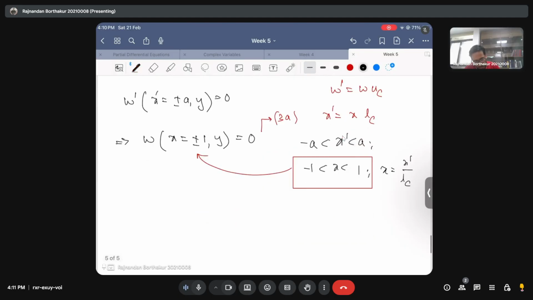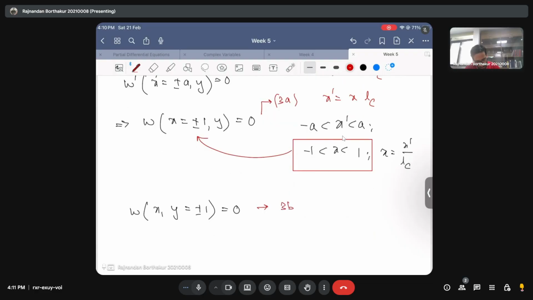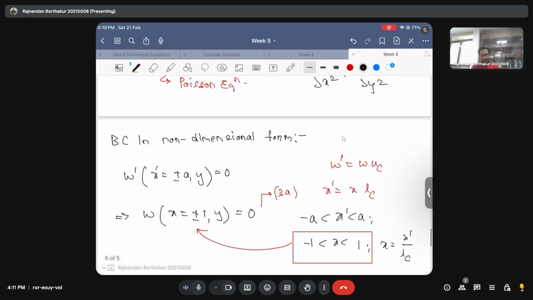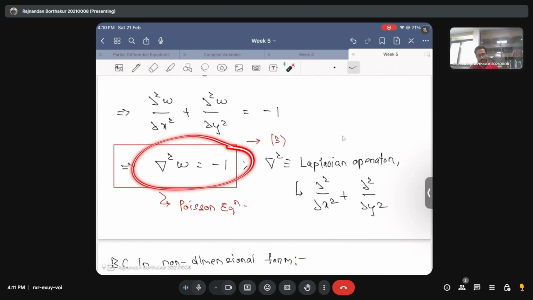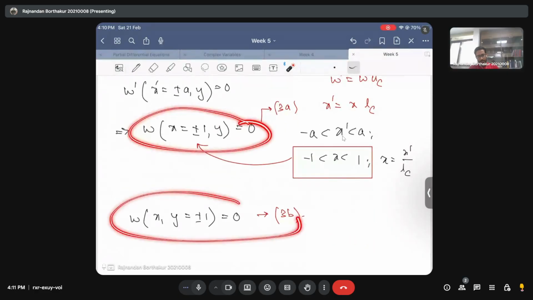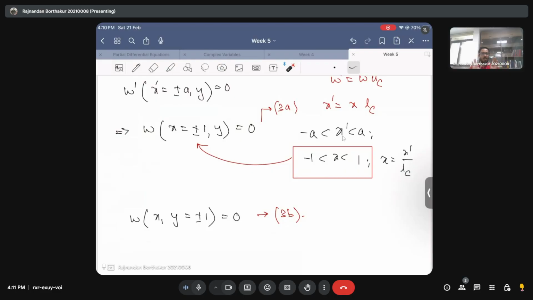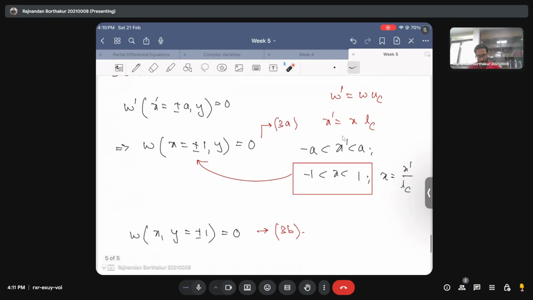Okay, and similarly the other boundary condition will just give you that u for all x at y equal to plus and minus of 1 is going to be equal to 0. Okay, and I will name this equation as 3b. Okay, that's it. So what we need to do is we now need to solve equation 3, which is just the Poisson equation, which is del squared of w equal to minus 1, subject to these two boundary conditions. Okay, that's all that we need to do in order to evaluate the velocity profile. Okay, maybe I'll stop here for a couple of minutes. Please let me know if there are any doubts here.